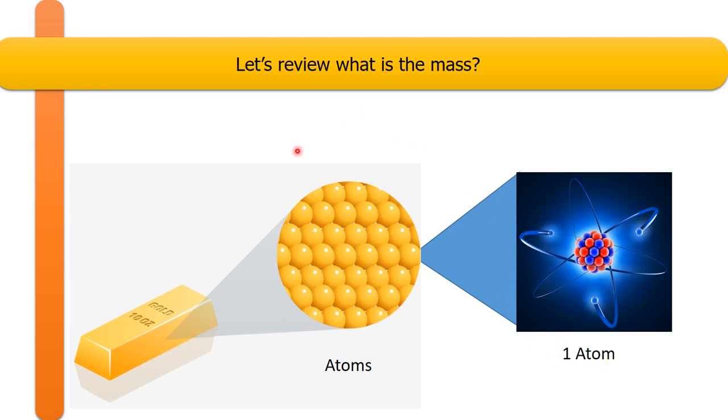The summation of all atoms is the mass. Okay, each atom has a mass, which is the amount of matter, which is one matter. All atoms are the mass. So the mass here is the amount of atoms in this gold bar.